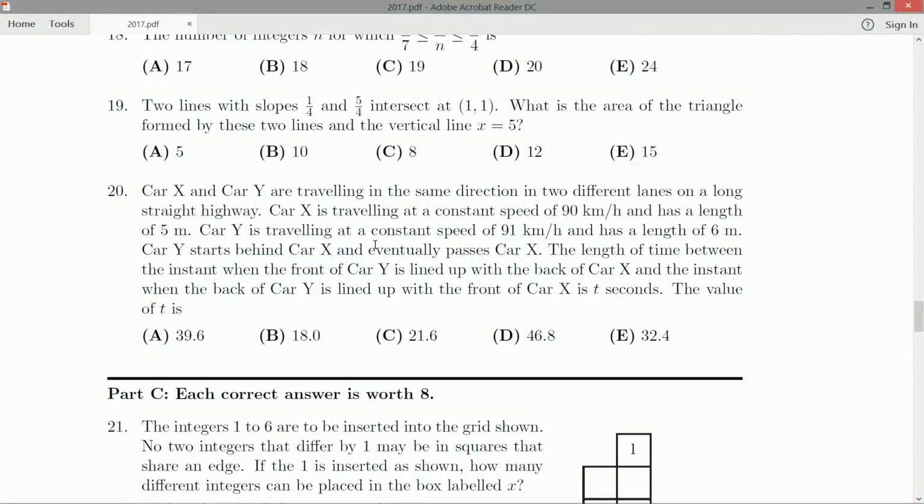Okay, there we go. Everything's fine. I was worried for a second that they were traveling in opposite directions, but of course, we wouldn't have the front of car Y lined up with the back of car X, and the back of car Y lined up with the front of car X if they were traveling opposite directions. Actually, no, I suppose you could have, but it doesn't matter because they are traveling the same direction.